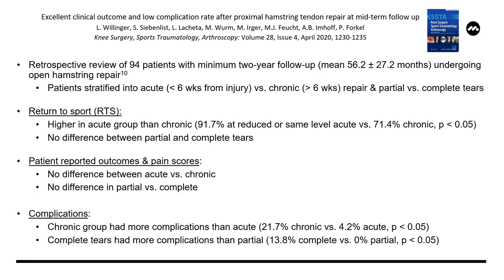Complications were greater in the chronic group, with 21.7% chronic and 4.2% acute, and were also greater in the complete tear group, with 13.8% in those with complete tears compared to 0% in those with partial tears.